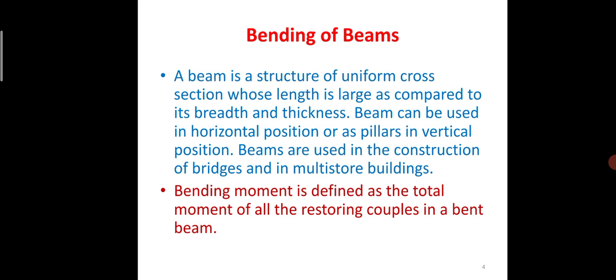A beam is a structure of uniform cross section whose length is large as compared to its breadth and thickness. Beam can be used in horizontal position or as pillars in vertical position. These are used in the construction of bridges and in multi-story buildings. Bending moment is defined as the total moment of all the restoring couples in a bent beam.